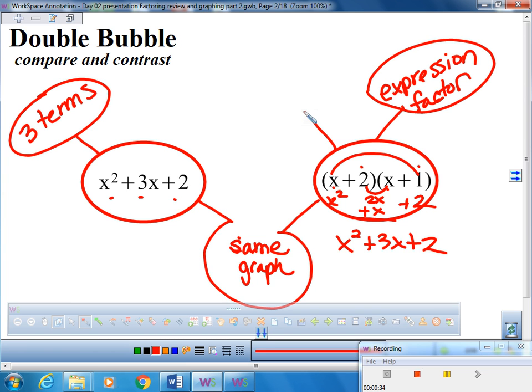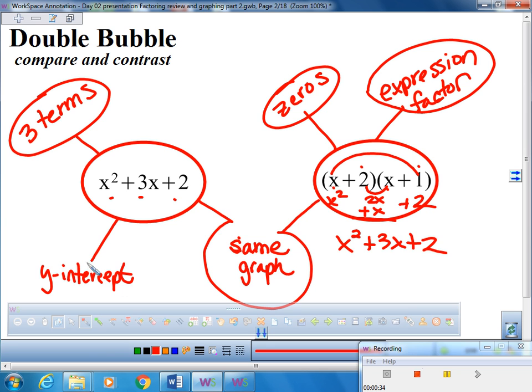To be specific, it gives us the zeros of the graph, right? It gives us our x-intercept. What does this one give us? It gives us our y-intercept. So they both are the same graph, but if they're in different forms, they give us different pieces of information about the graph, right? This one gives us our y-intercept. This one gives us our zeros. Okay? Let's move on with this.